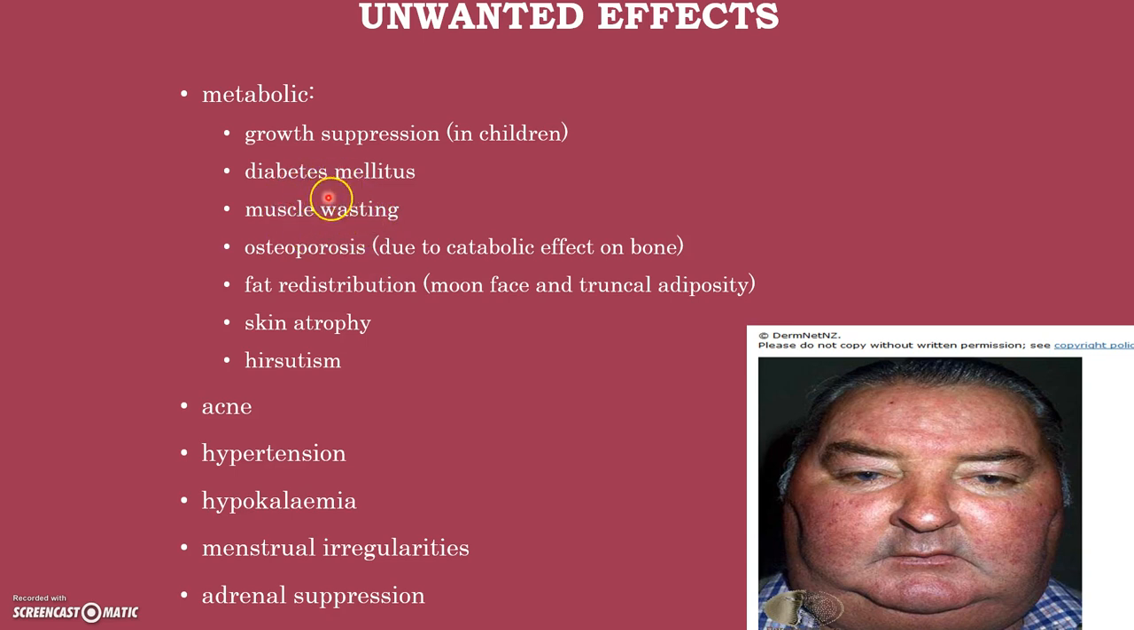the catabolic effect. We have osteoporosis due to the catabolic effect on bone, and we have fat redistribution causing a moon-like face and also truncal adiposity. Atrophy of the skin, so the skin becomes thin, hirsutism, acne, and then development of hypertension as mentioned previously, hypokalemia. You have sodium and water retention, and then hypokalemia due to the mineralocorticoid effects of steroids. And then you have menstrual irregularities due to the negative feedback on the pituitary gland, and also adrenal suppression, suppression of the adrenal gland due to the increased levels of steroids.